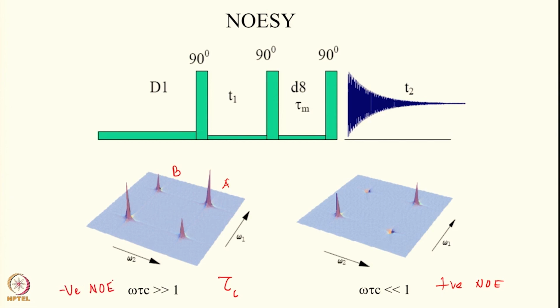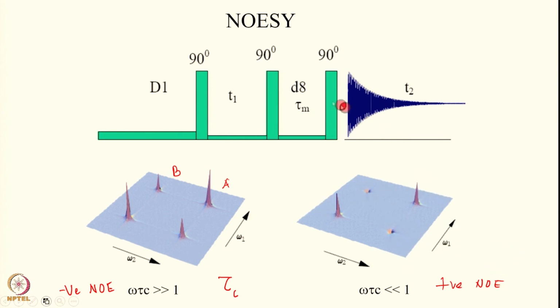And how does this reflect in the 2D spectrum? In the 2D spectrum you will have both the cross peaks and the diagonal peaks appearing with the same sign. So this is up, this is also up, on the same side of the plane. Whereas if this is a positive NOE, you will see that these ones are appearing on the negative side. These are going below the plane, that is why it is looking like this. These are the diagonal peaks and these ones are going down the plane.